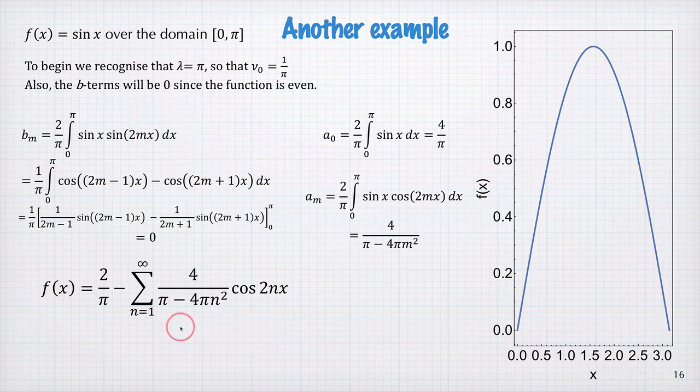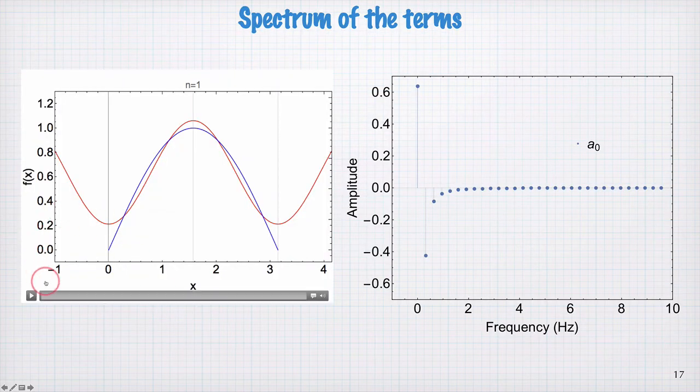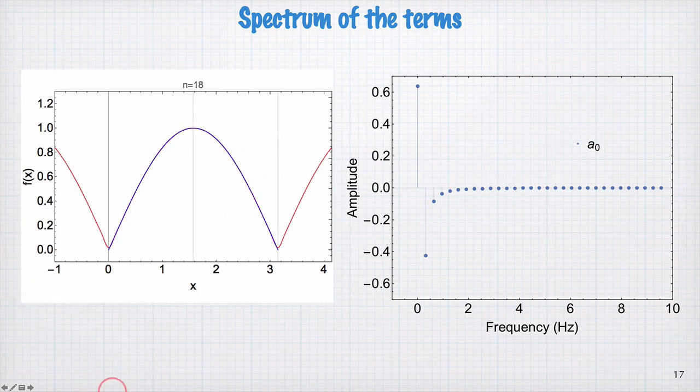Great, so we've got an infinite sum. Let's see how well it converges to our function. What I've plotted here is the 0th term, which is the offset of this function, which is 2 on pi, and I've added in the first cosine term already. And now let's keep adding the terms, and you can see it converges really fast.